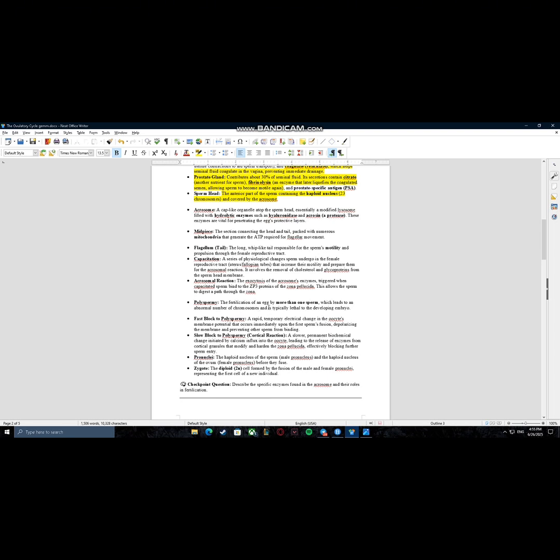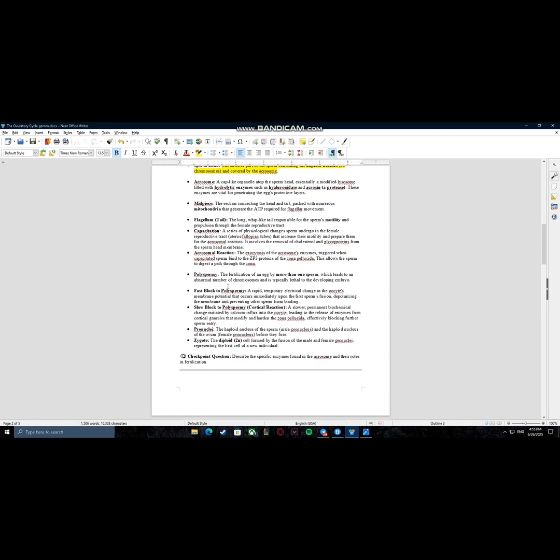Polyspermy is the fertilization of an egg by more than one sperm, which leads to an abnormal number of chromosomes and is typically lethal to the developing embryo. Now, the physiological changes that occur to prevent polyspermy are called fast block and slow block. Fast block involves sodium, slow block involves calcium. Fast block is a rapid temporary electrical change in the oocyte's membrane potential that occurs immediately upon the first sperm's fusion, depolarizing, which means making it more positive, depolarizing the membrane and preventing other sperm from binding.